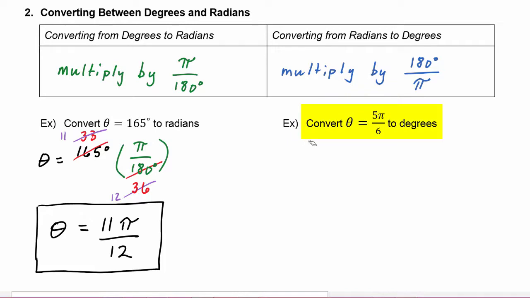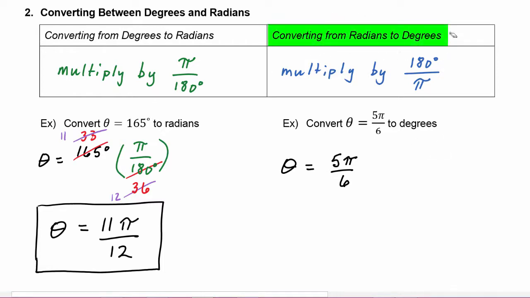In this second example, we have to convert theta equals 5 pi over 6 to degrees. So let's start by writing our angle, 5 pi over 6. It does not have any units next to it, so we know it's in the radian measurement system. We want to convert it to degrees, so we know when we're converting from radians to degrees that we're going to multiply by 180 degrees over pi. So that's our conversion factor, 180 degrees divided by pi.